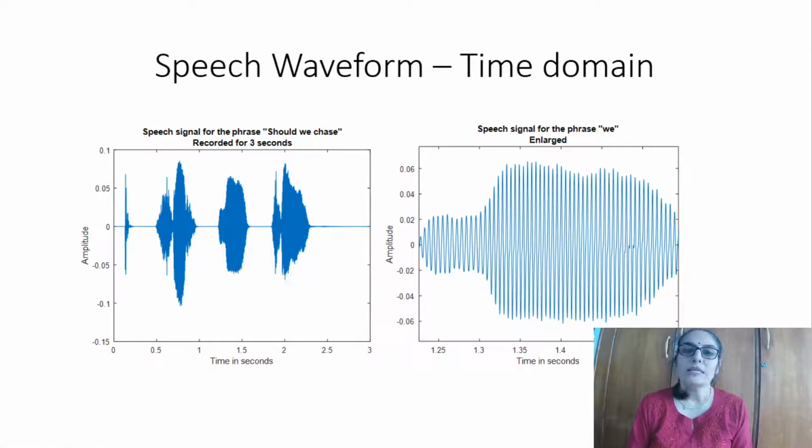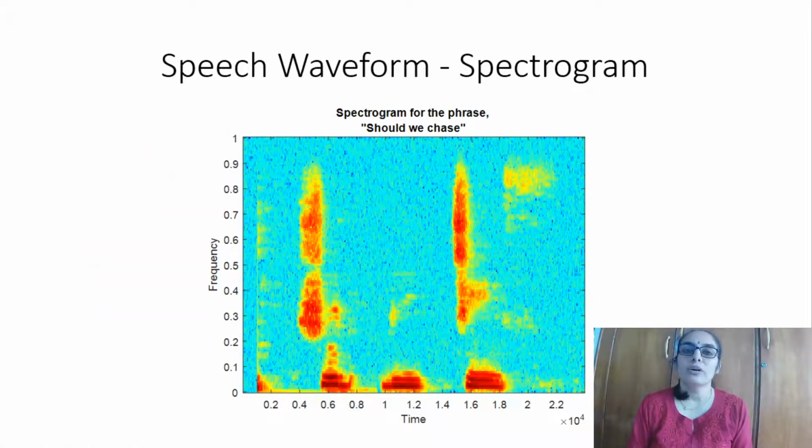Now let us see the same thing in the spectrogram domain. So in the frequency domain here, the horizontal axis shows time and the vertical axis shows frequency. Again, you can see there is a small blip here, and here I have uttered should, here I have uttered we, and here I have uttered chase.